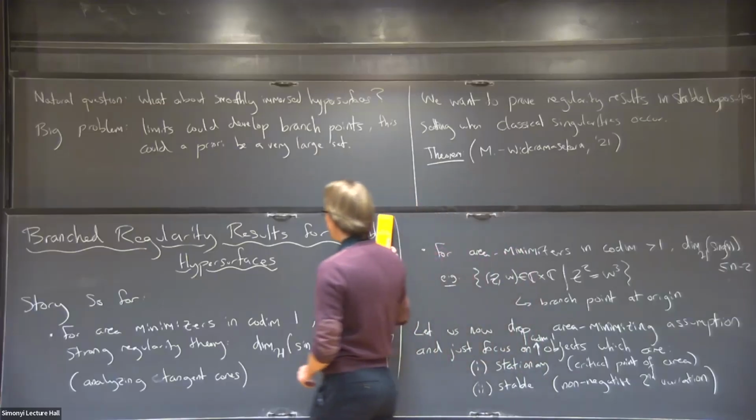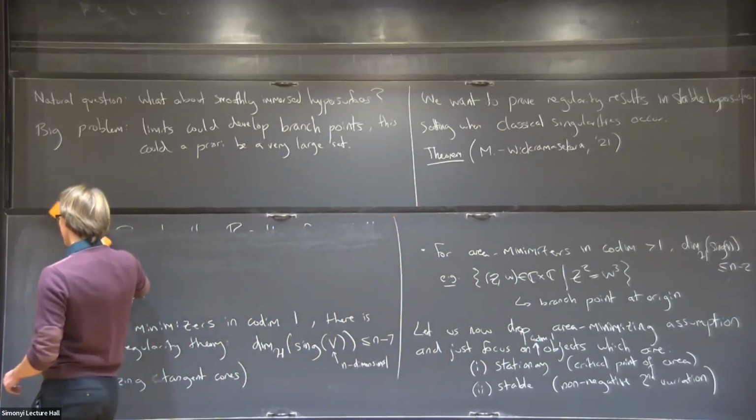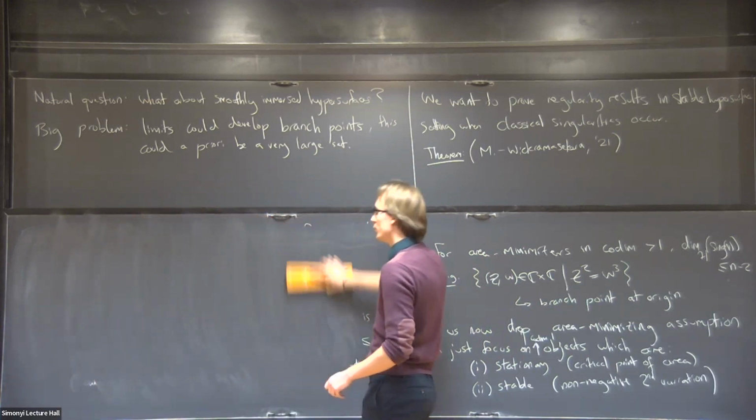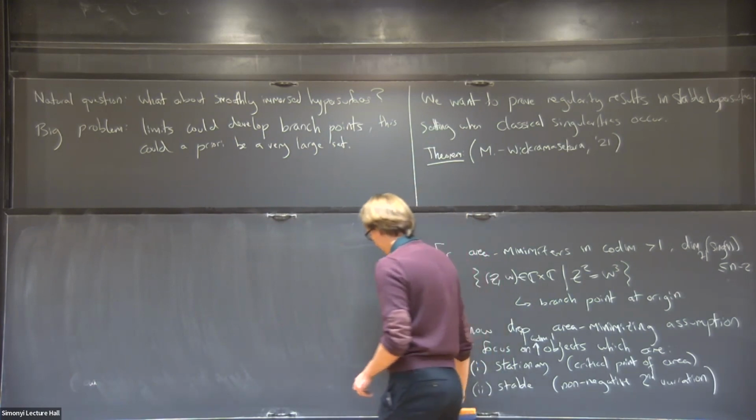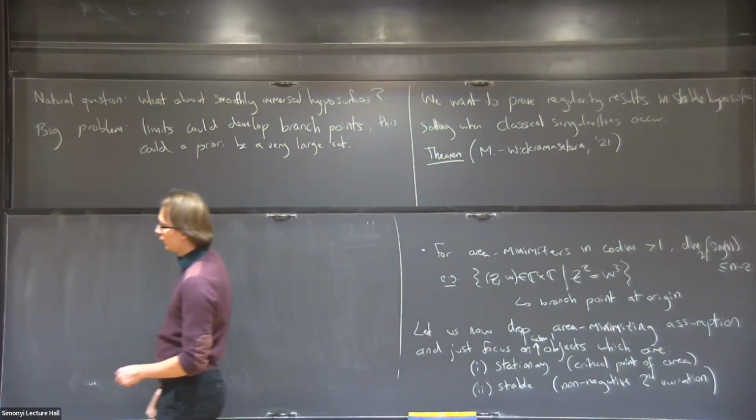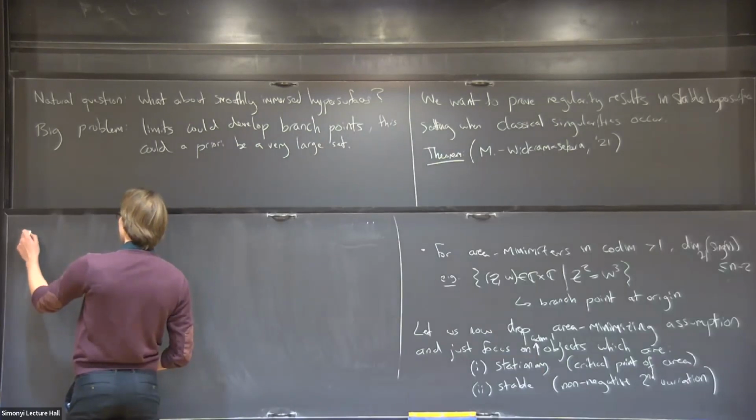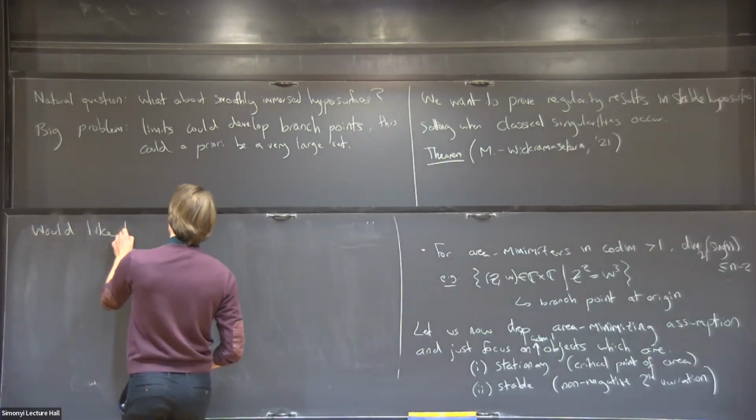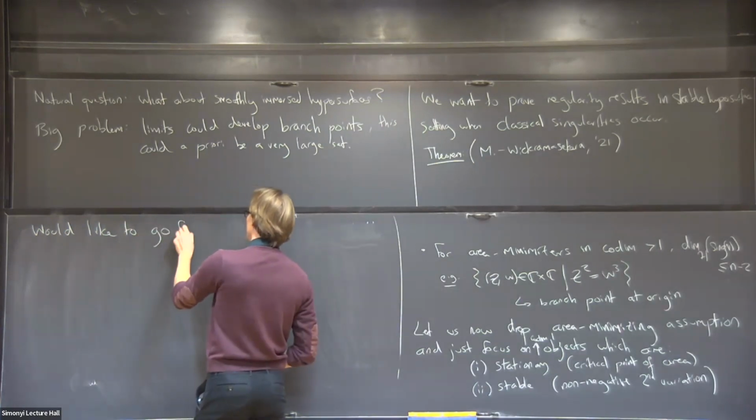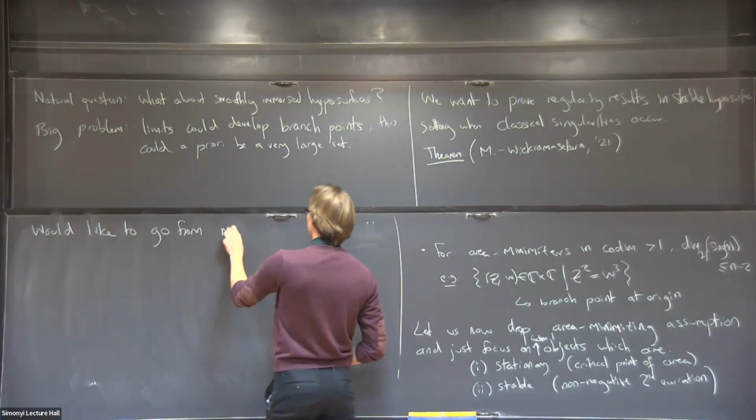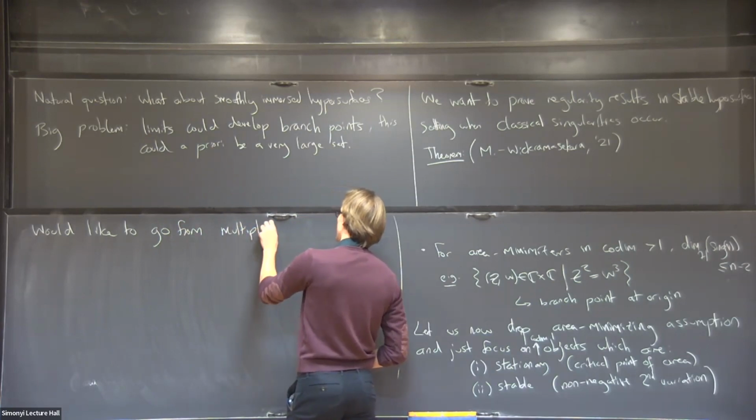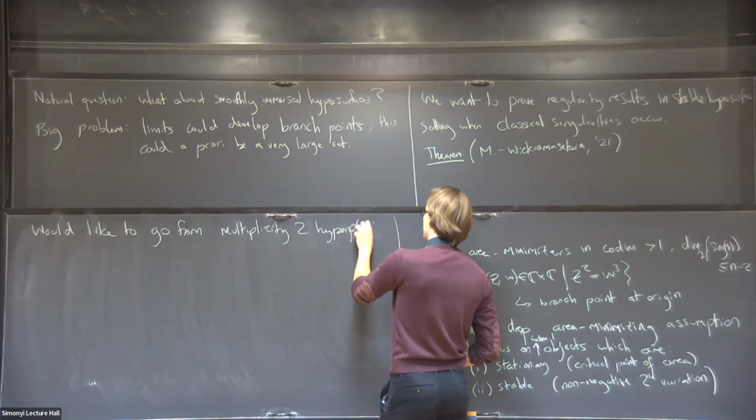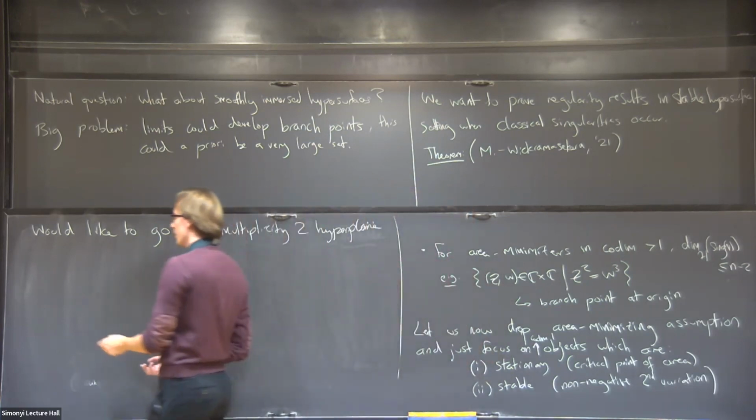However, an intermediate step towards this would be to go in the middle. So let's just look at that case. We would like to go from multiplicity 2 hyperplane to multiplicity 3 hyperplane.